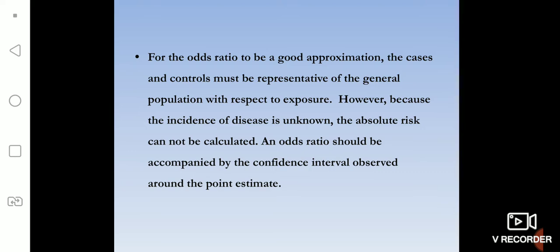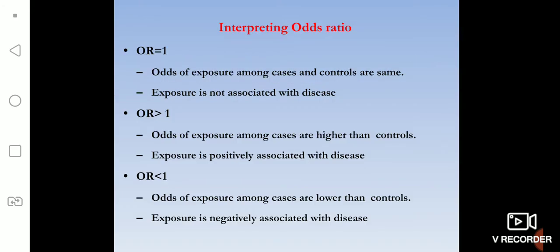However, because the incidence is unknown, the absolute risk cannot be calculated, because in case control studies we can never calculate incidence. So an odds ratio should be accompanied by the confidence interval observed around the point estimate. This is how odds ratio is.